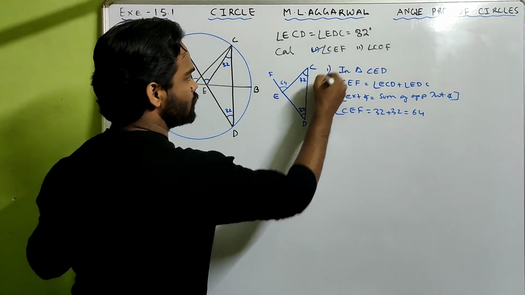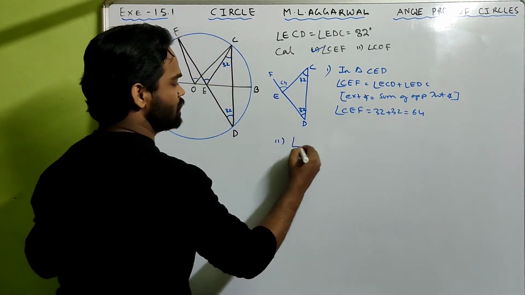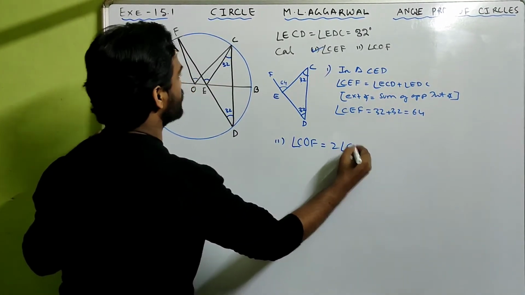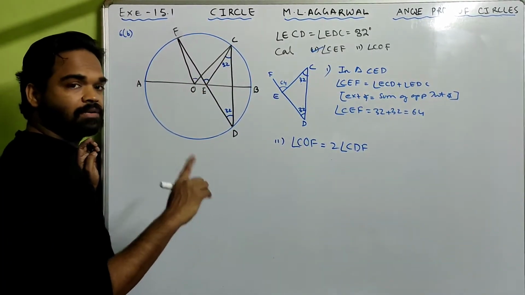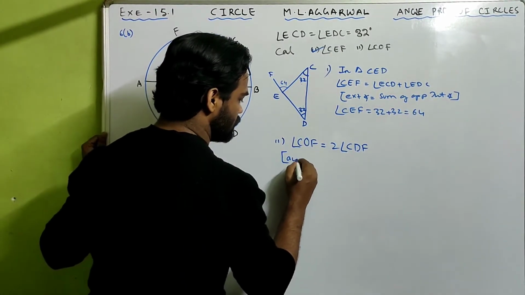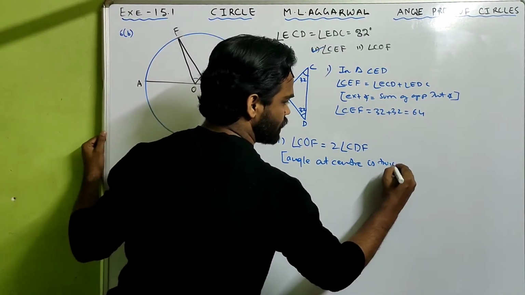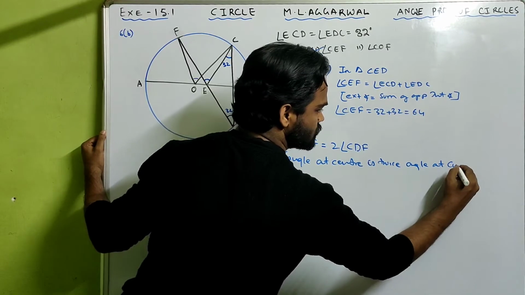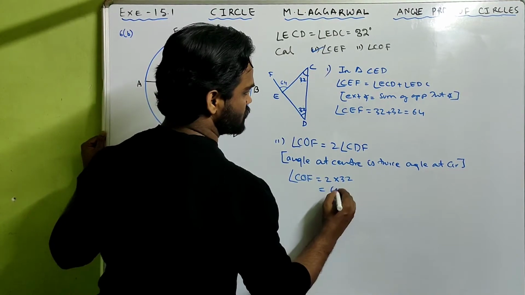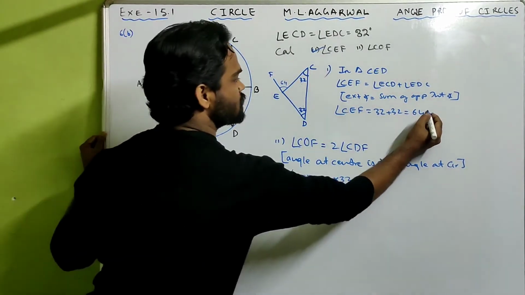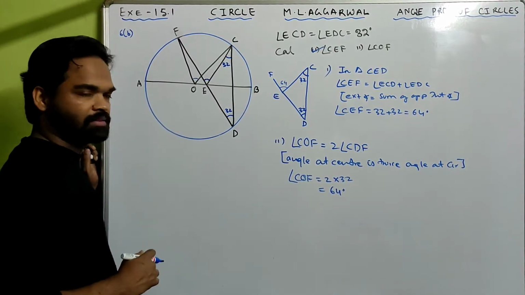Now look at part 2. COF. If you look carefully, angle COF will be twice of angle CDF. Angle at the center is twice the angle at circumference, which means angle COF will be twice of 32. That's 64 degree. So both the answers are 64 degree. Clear? Pretty easy. Okay. Now let us look at the next sum.